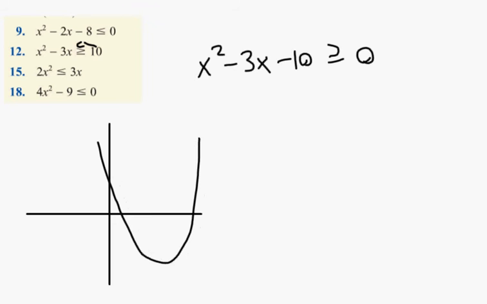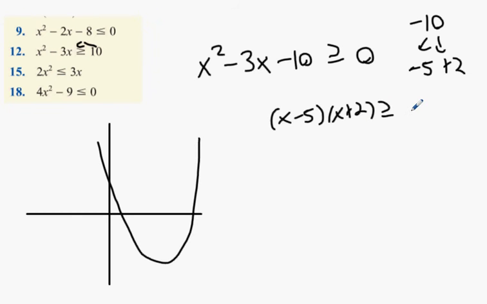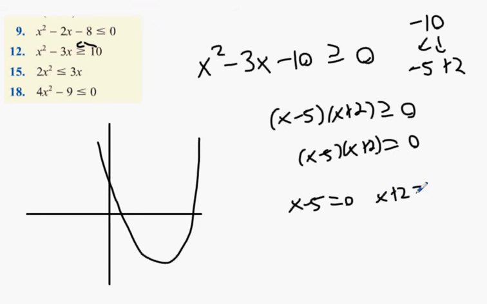So what we're going to do is solve it equal to 0. We're going to use a reference number of minus 10, and we're going to get minus 5 and plus 2. We're going to have x minus 5, x plus 2 greater than or equal to 0, or we're just going to call it equal to 0 for the time being. So x minus 5 equals 0, x plus 2 equals 0. It means that x equals minus 2 and x equals 5. So 5 and minus 2.